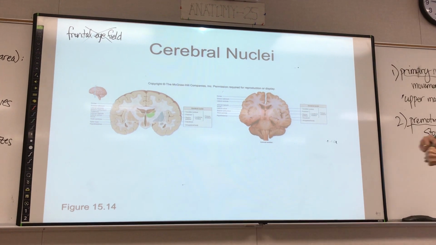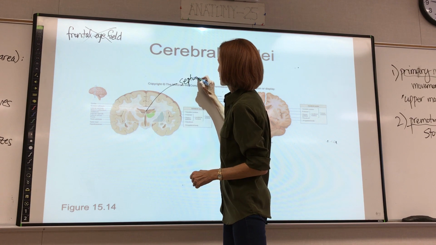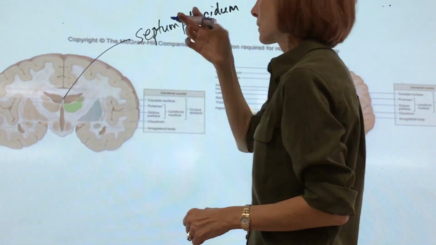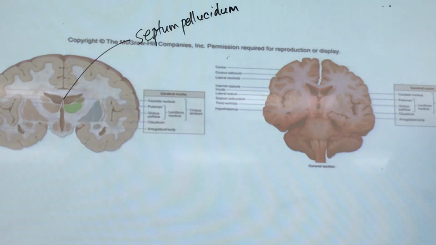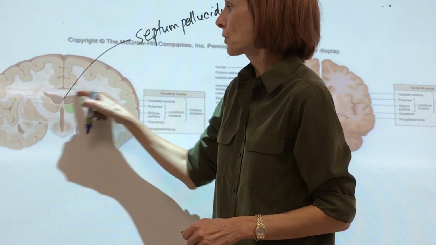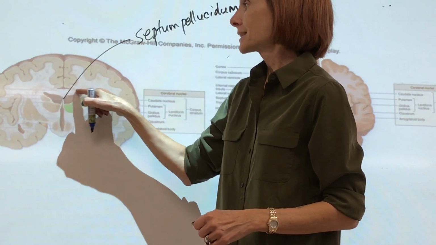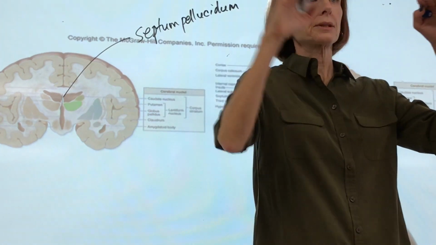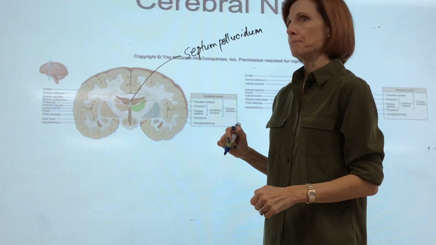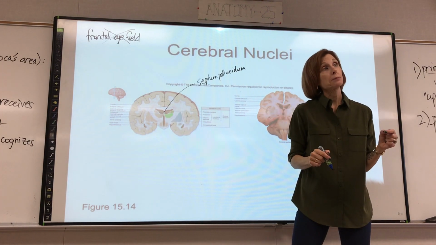This very thin membrane between the two lateral ventricles is called the septum pellucidum. And that is a structure that's on your list. Septum pellucidum. Okay? And this tract right here, going across the midline, connecting the right and left sides of the brain, is the corpus callosum. Corpus callosum.